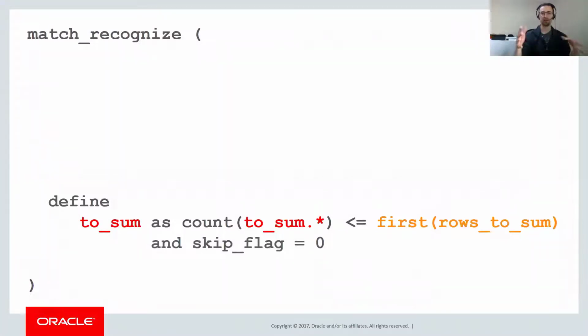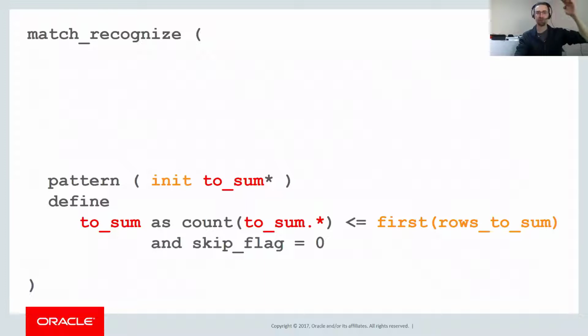Okay, so now we've got our pattern variable. It's looking for how many rows we want to sum. At this point, you might be tempted to say, okay, we want multiple of those. So we could have a pattern that looks something like this. We have an initial row. So if you've got a pattern and there's a variable here that's not listed in your define clause, it's always true. It's the universal match.